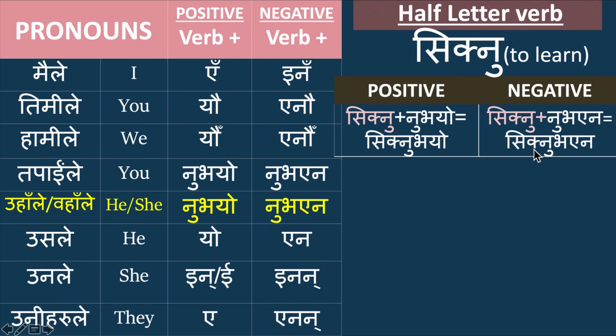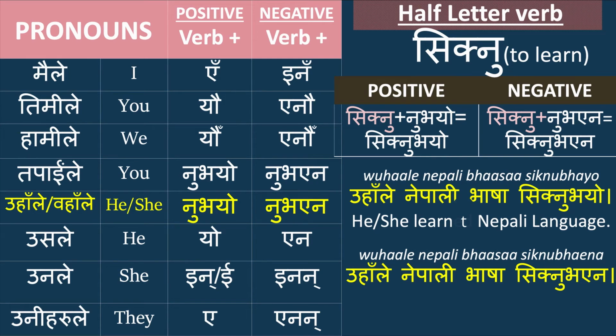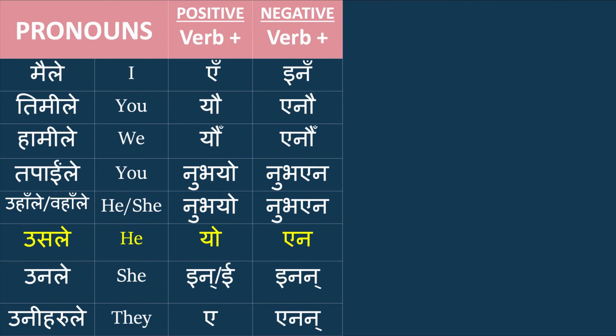Let's see in the sentence. उहाँले नेपाली भाषा सिक्नुभयो. He or she learned Nepali language. उहाँले नेपाली भाषा सिक्नु भएन. He or she did not learn Nepali language. Let's do for उसले.